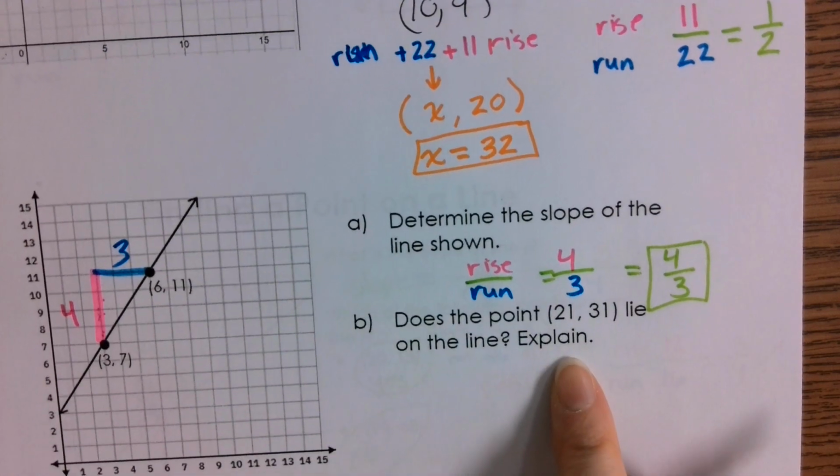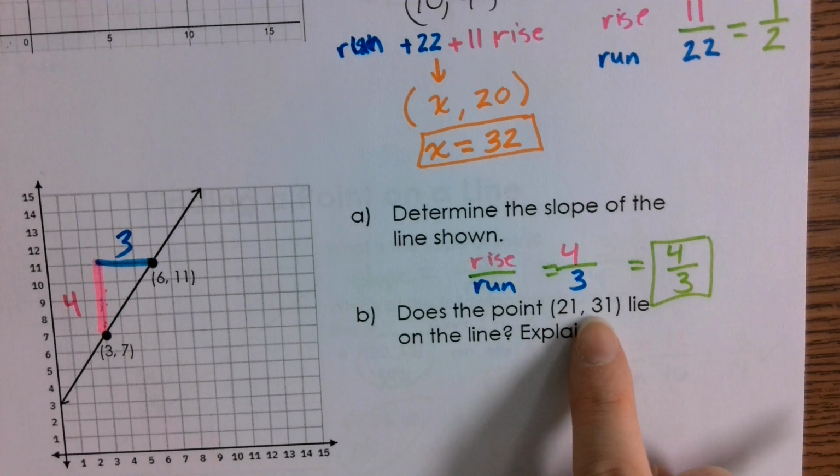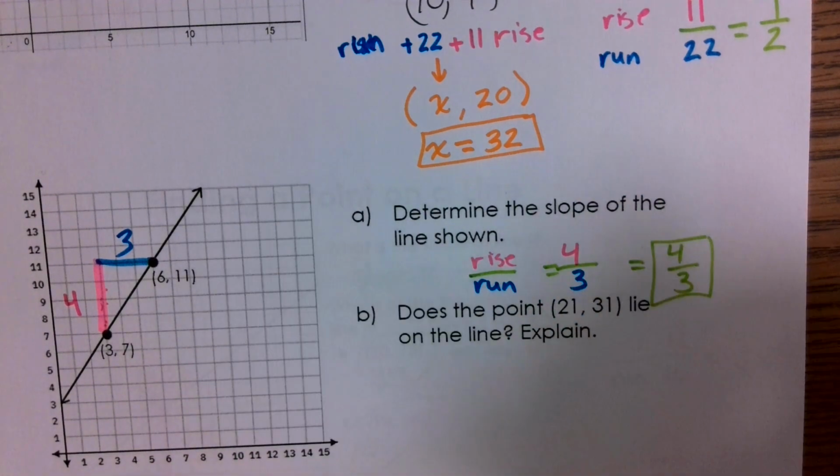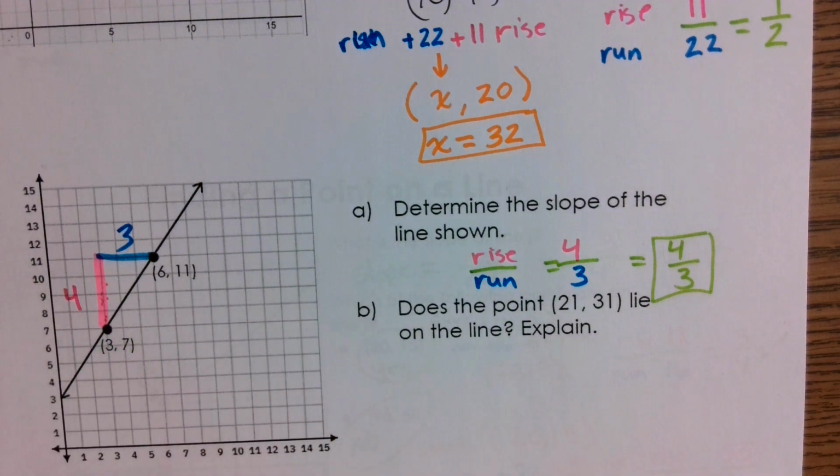So what I want you guys to do is tell me, is (21, 31) going to be on this graph? Go ahead and do that real quick.